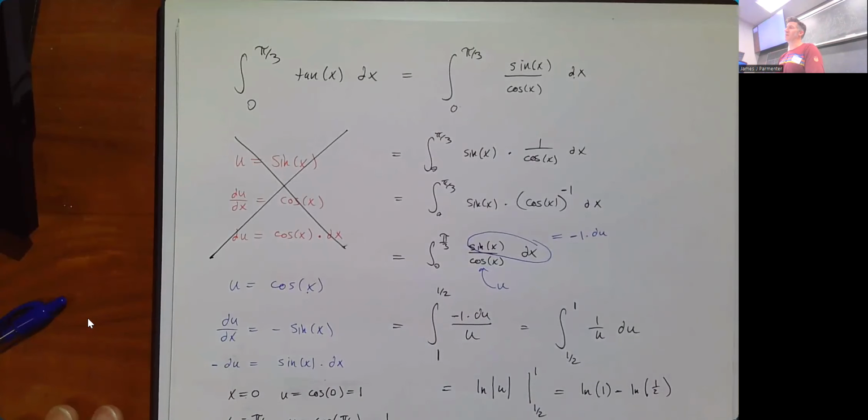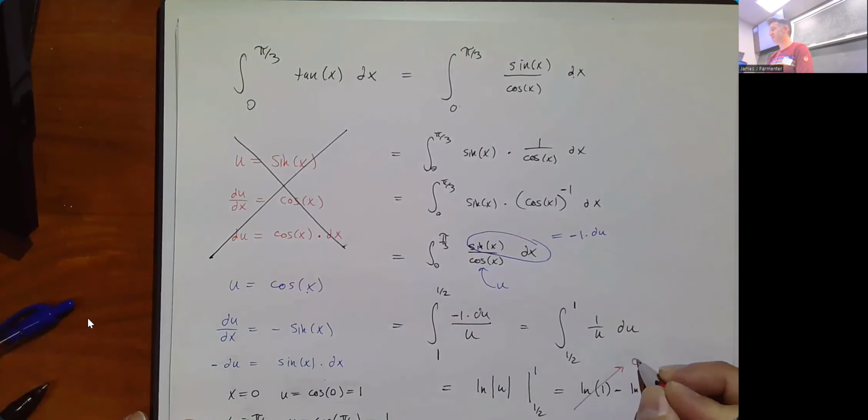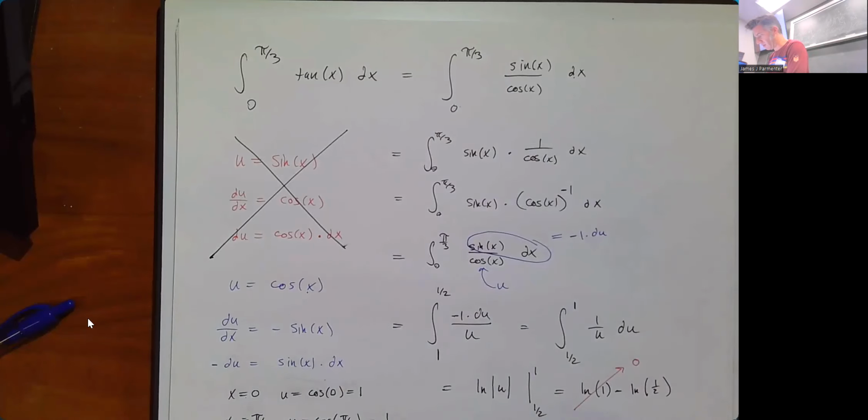And we really should simplify this, because what's the natural log of 1 equal to? 0. So really this is equal to the negative natural log of 1/2, which is the same as the positive natural log of 2. Yes, of course.